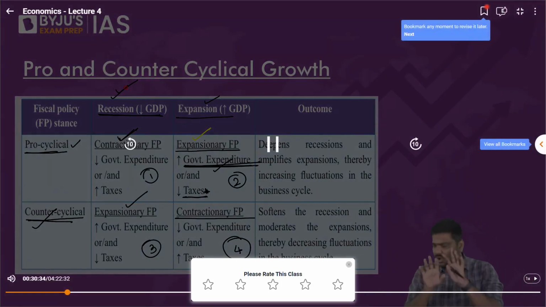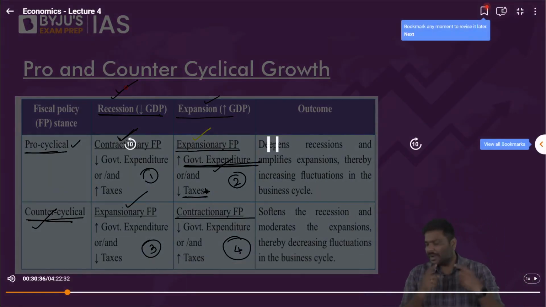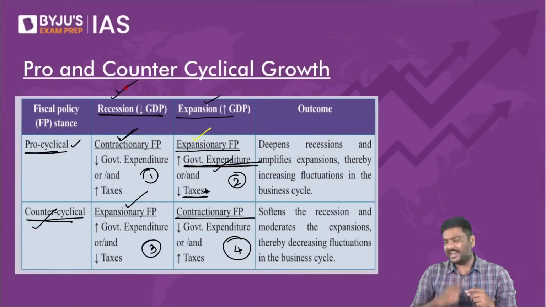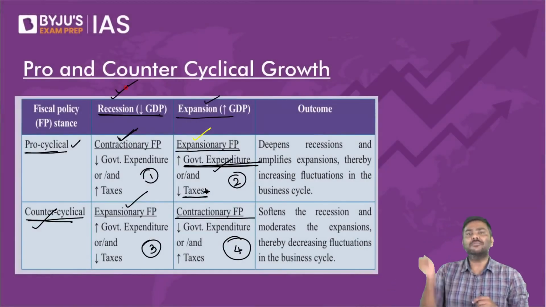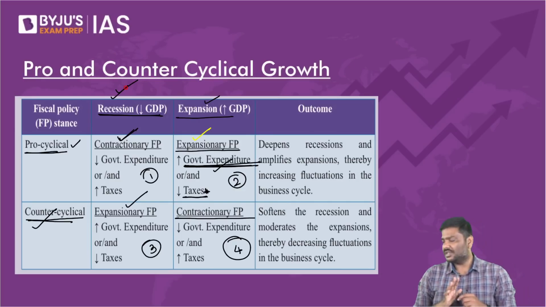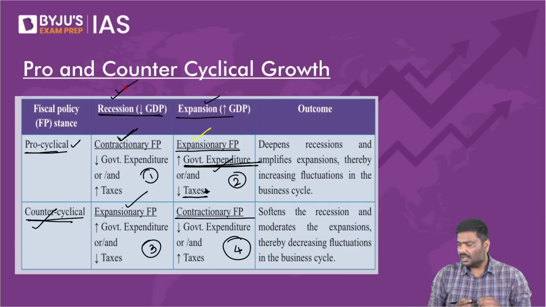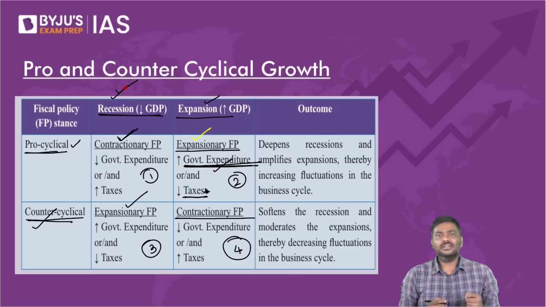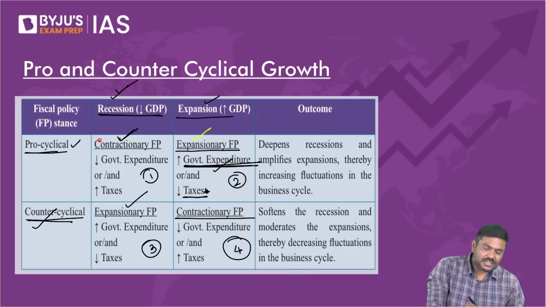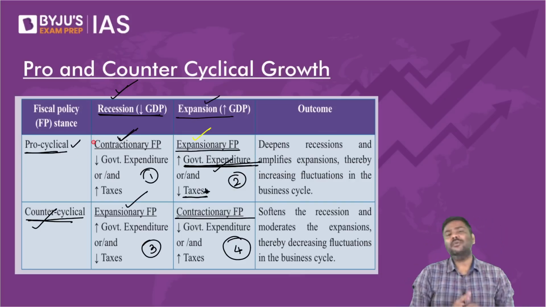If GDP is already decreasing, and government policies further decrease the GDP, should you call this a pro or counter-cyclical policy? All of you will agree? We'll call this a pro-cyclical policy. Now have a look at this. How do the policies of the government reduce GDP further?